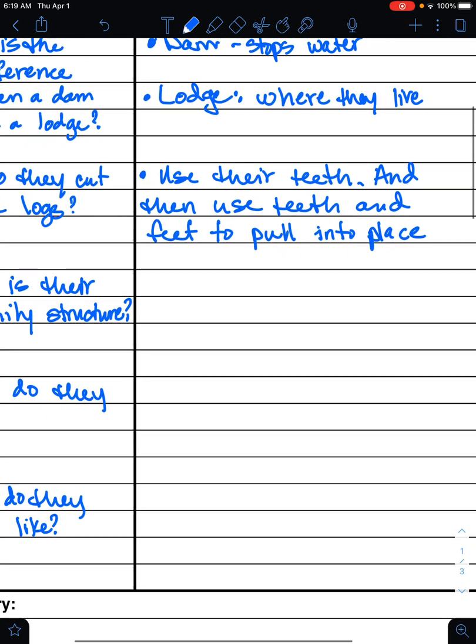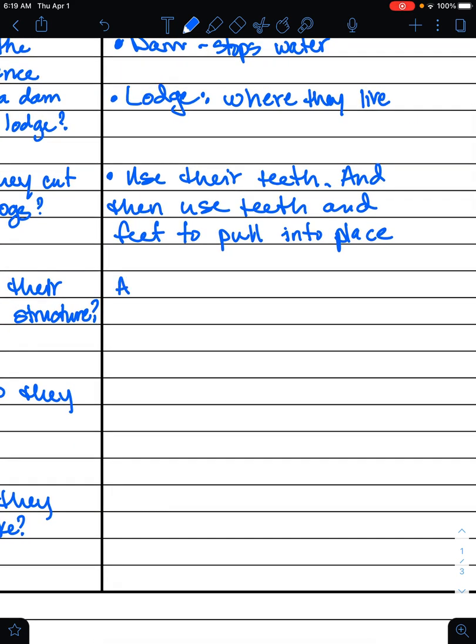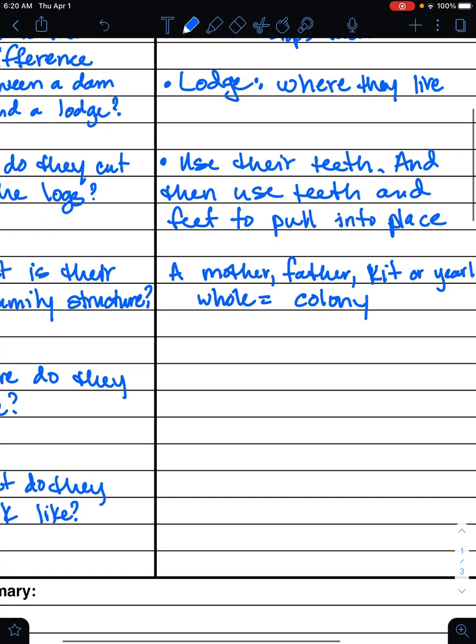So remember they said in the lodge it's usually mother, father, and then what did they call them when they get older? The babies are called a kit, the whole family equals a colony, or yearlings. That's after they turn 1 year old.